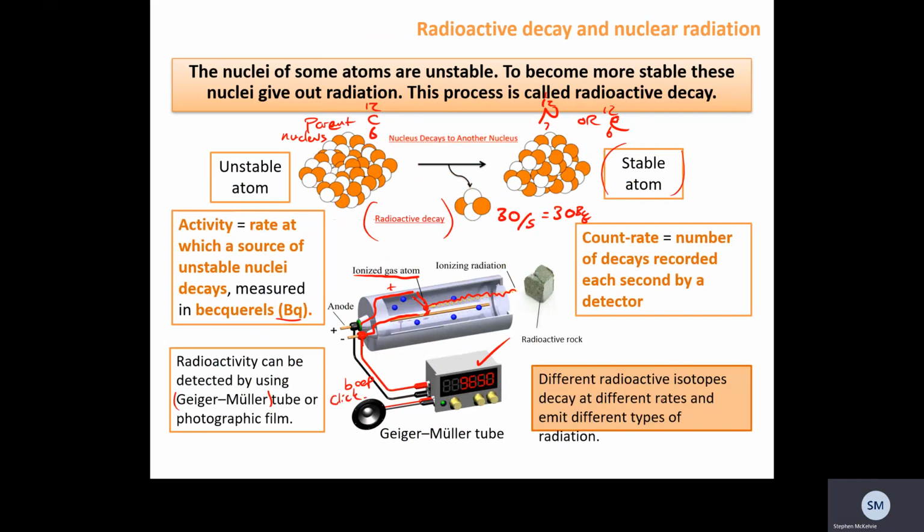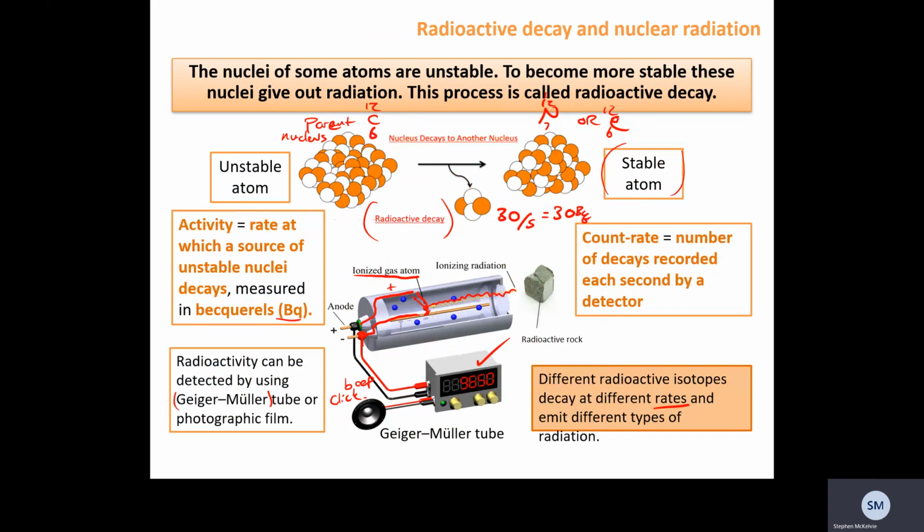Different radioactive isotopes decay at different rates and emit different types of radiation. So what that means is something like carbon can take thousands of years to decay, whereas something like, I think, lithium-8, it decays in milliseconds, fractions of a second.